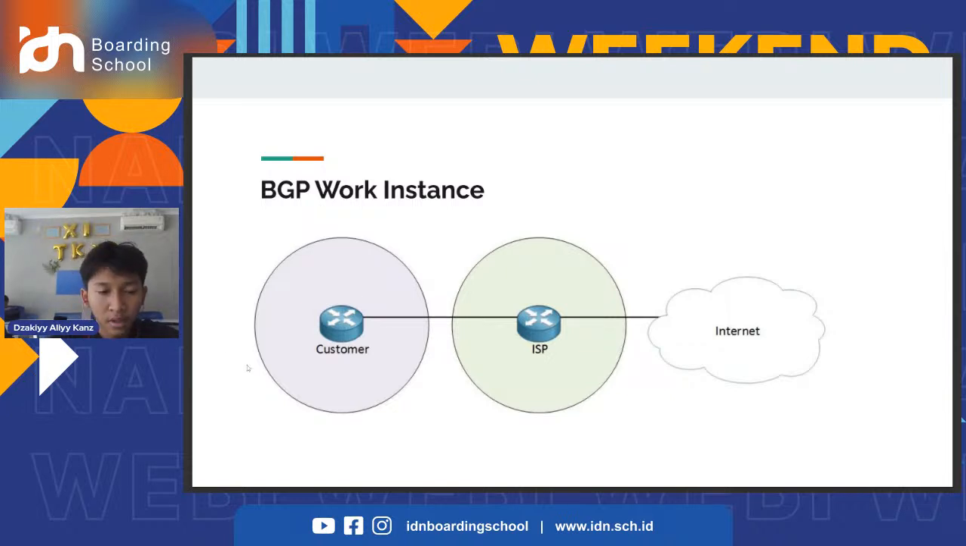And then if there is some request packet from the client through the customer, it will be delivered to the internet from the ESP, and then the request packet will be answered from the internet or the server that the client requested, and it will be delivered to the ESP and then given to the customer and the client.